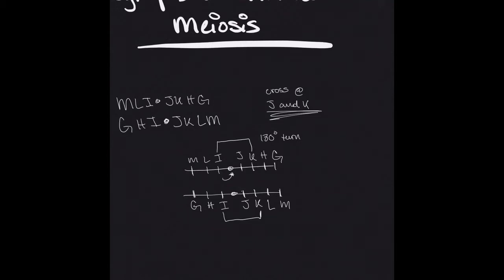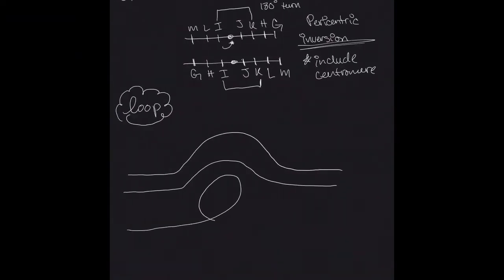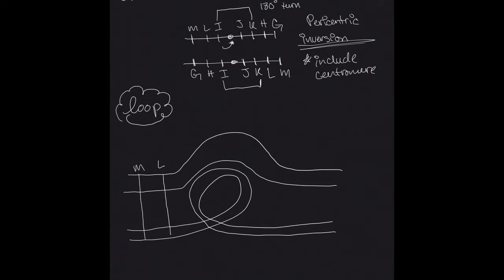And it looks like it involves a centromere. It's about a 180-degree turn between the two of them. So this tells us that it's a paracentric inversion, and it's a paracentric inversion because it involves that centromere. So once it's a paracentric inversion, what we do is a loop formation. We're going to draw that loop formation and line all the chromosomes up in order.